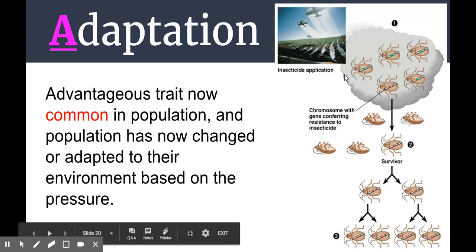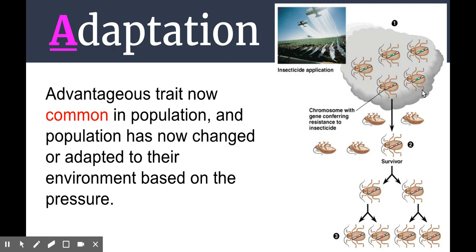So if we walk through our bug example again from the beginning, you ready? So we had V for variation. So I look at my population of bugs. I notice that the green right here represents non-resistant, and the red right here represents resistance. So I have V for variation. I have differences in my bug population. Now I need I. I need it to be inheritable. So that means this gene needs to be able to be passed on. Now it says right here we're looking at a chromosome, so we know it's a genetic trait, so it can be passed on, so it's inheritable.